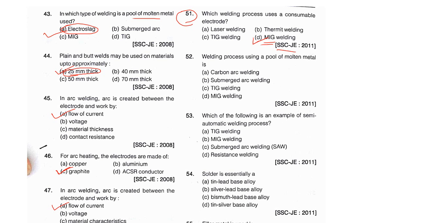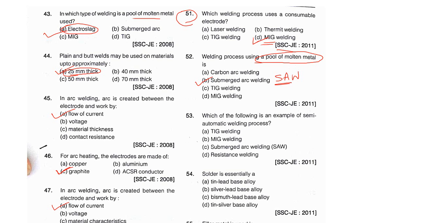Welding process using a pool of molten metal is. We have seen one process which uses a pool of molten metal, electroslag. Now one more method is there: submerged arc welding, abbreviated as SAW. So this also uses a pool of molten metal.